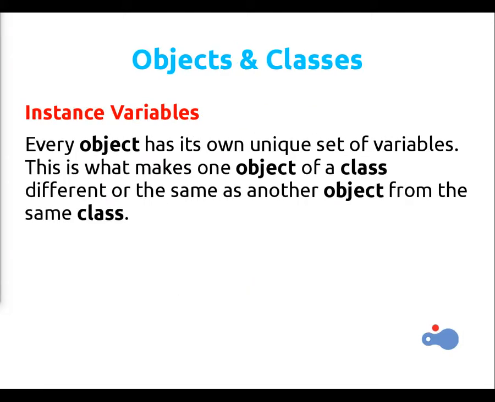Instance variables. Every object has its own unique set of variables. This is what makes one object of a class different or the same as another object from the same class. So instance variables can be like a unique attribute of a particular object.